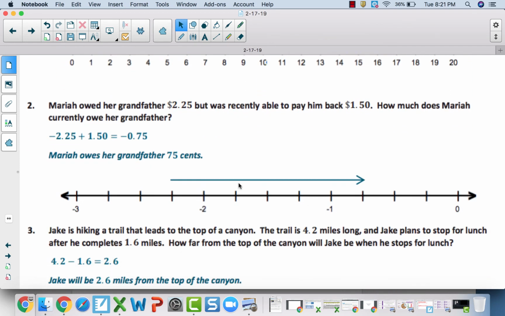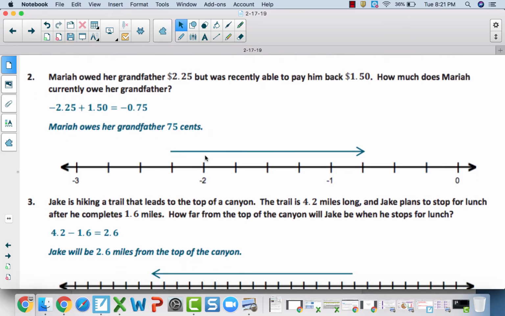Number 2, you should have got negative 75 hundredths, which represents owing 75 cents. She owed her grandfather $225. That's a negative $225, and paid him $150. So that's a positive $150. That ends up being a negative 75 hundredths, which means Maria still owes her grandfather 75 cents. For the number line, the tail starts at -2 1/4, and it increases by $1.50, which still leaves it in the negatives, but it's at -3/4, which represents the negative 75 cents.